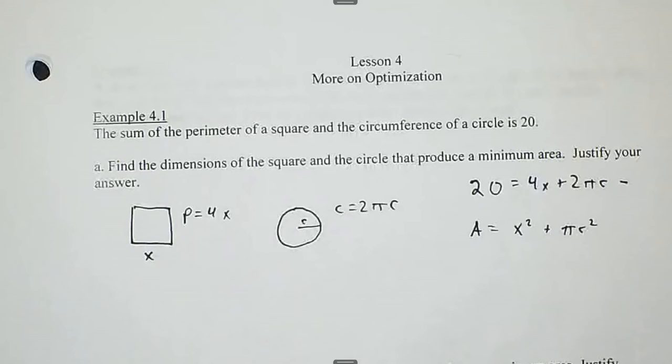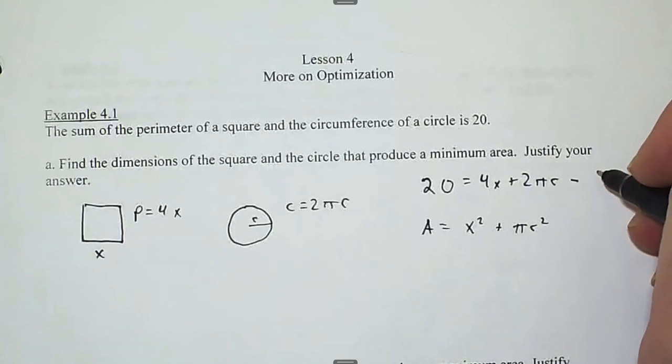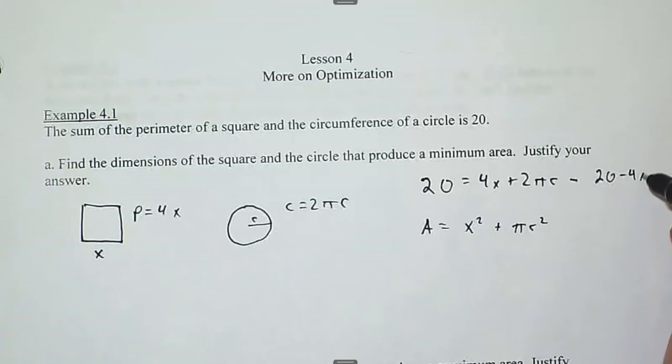So the perimeter of a square with a side length of x is 4x. The circumference of a circle is 2 pi r. So if I add 4x and 2 pi r equal to 20, I can solve this for r and say that (20 minus 4x) over 2 pi must equal r.